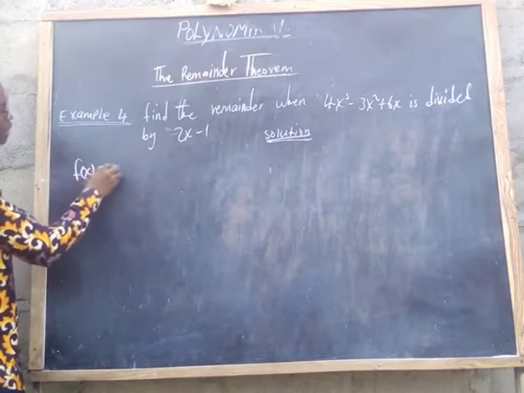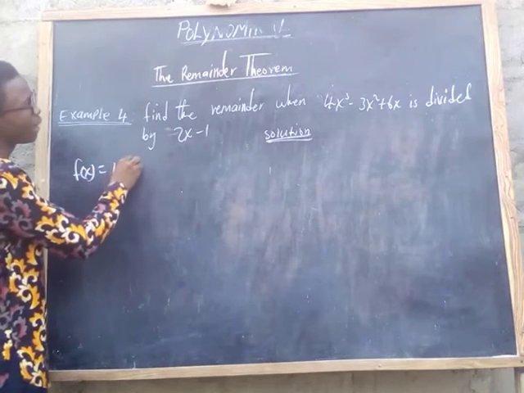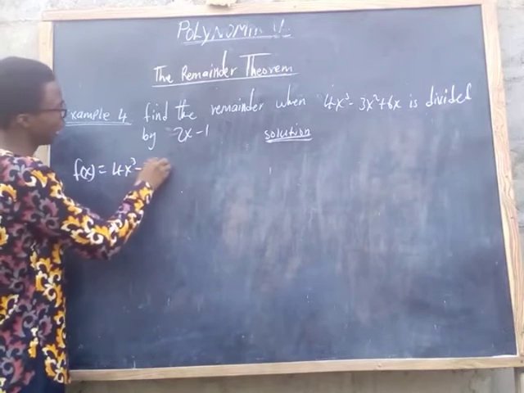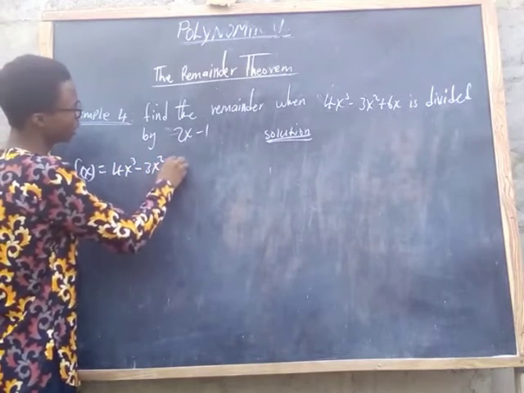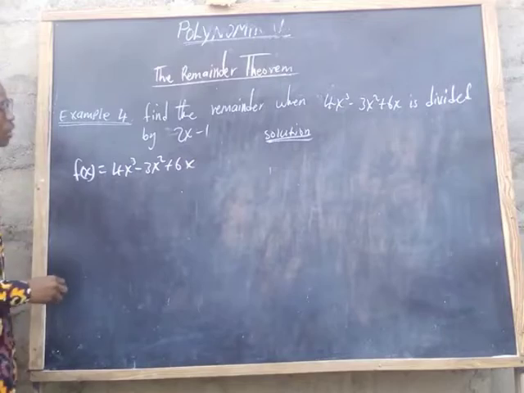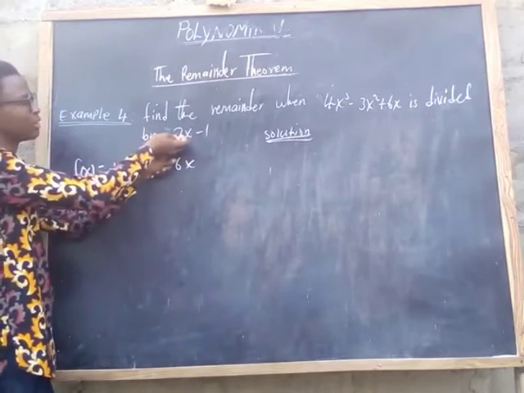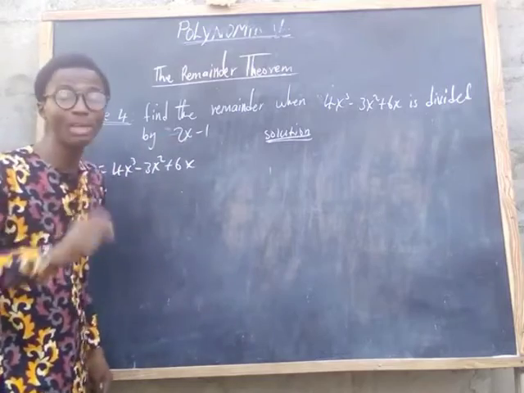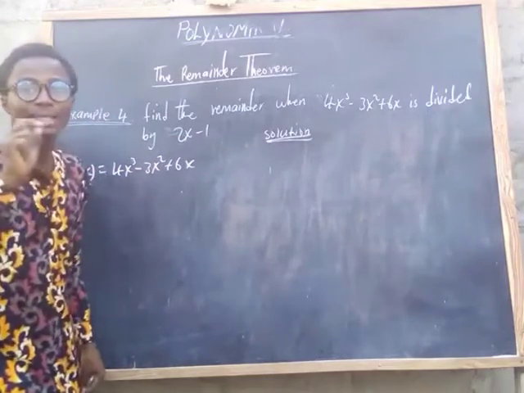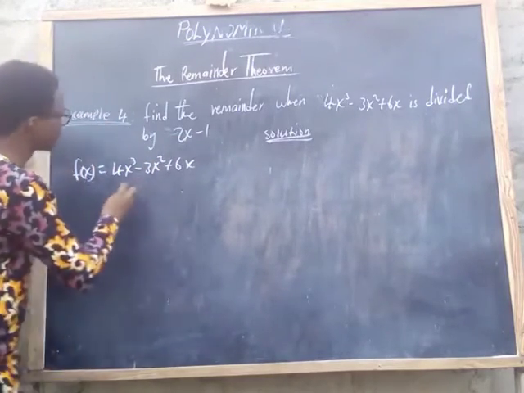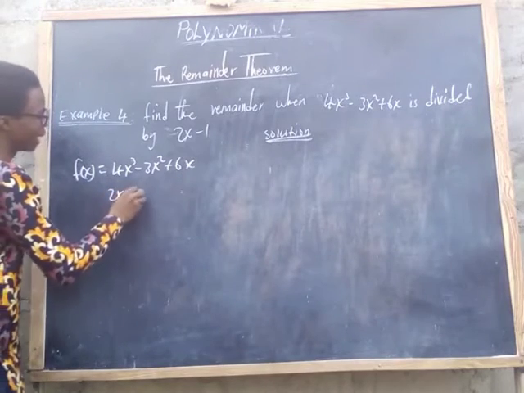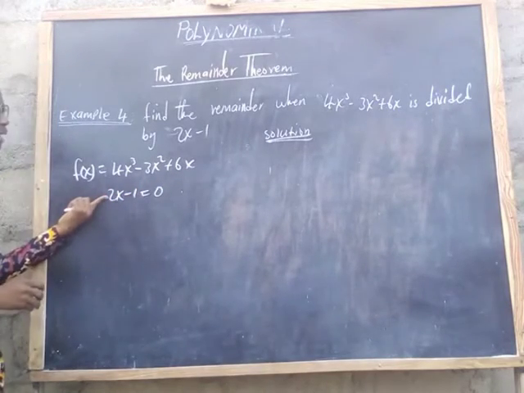F of x is equal to 4x cubed minus 3x squared plus 6x, right? What's next? Now we take this one they will give us, the divisor. We always equate it with 0, right? Now we say 2x minus 1 equals 0. You equate it.